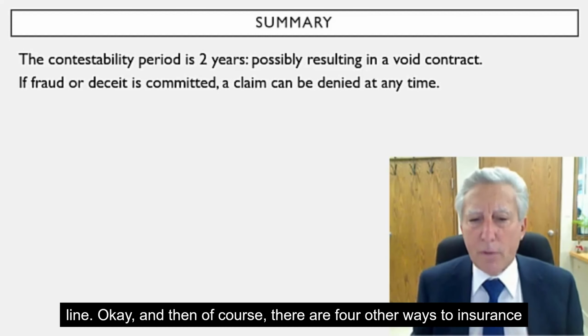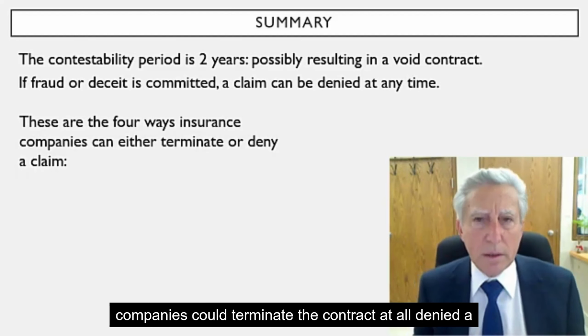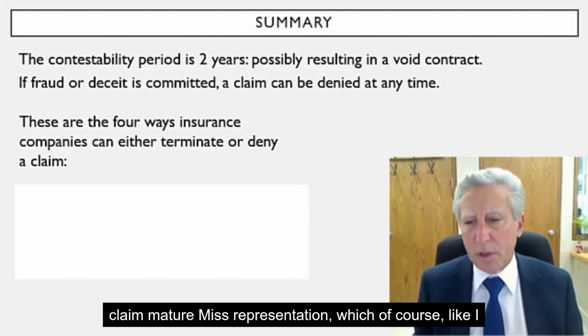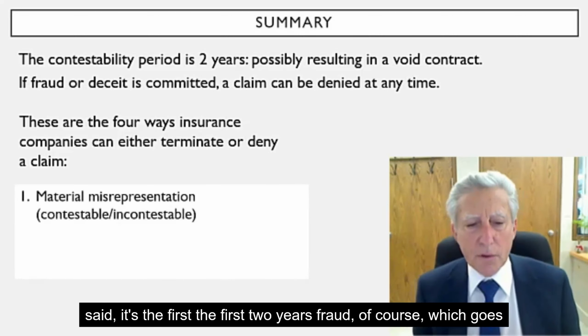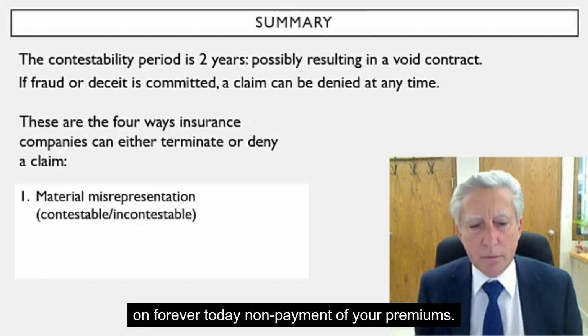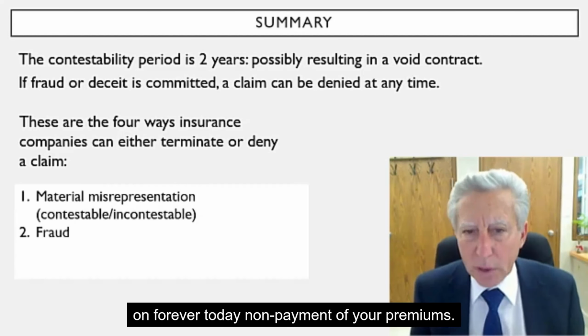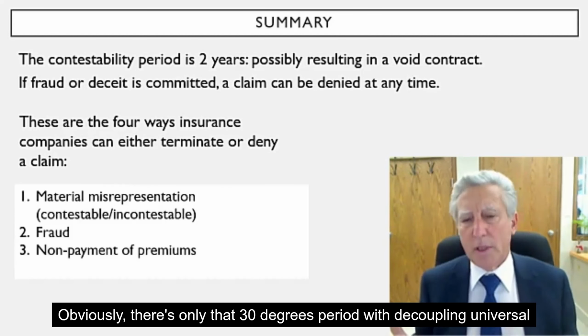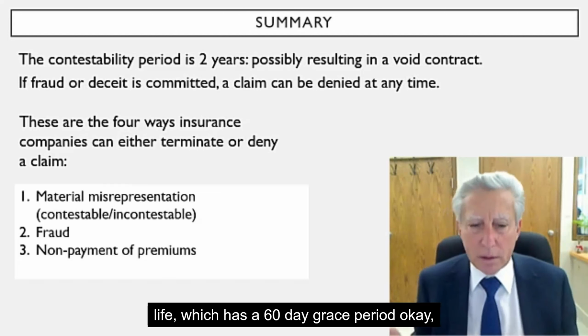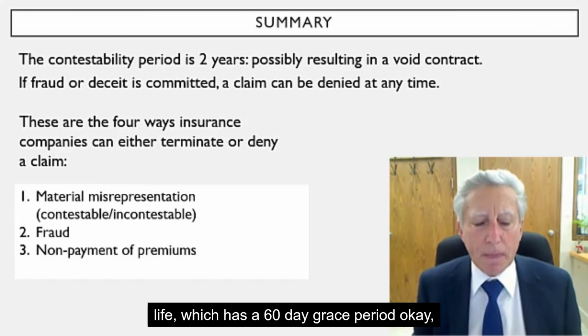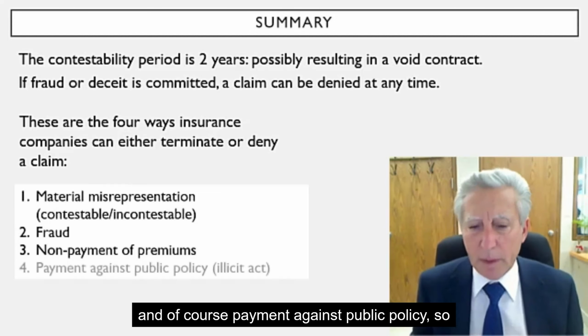And then, of course, there are 4 other ways the insurance companies could terminate the contract or deny a claim. Material misrepresentation, which, like I said, applies in the first 2 years. Fraud, of course, which goes on forever and a day. Non-payment of your premiums, obviously. There's only that 30-day grace period, with the exception of universal life, which has a 60-day grace period, okay? And, of course, payment against public policy.